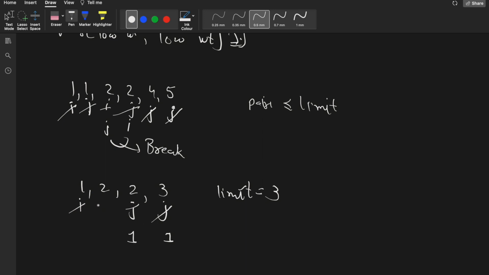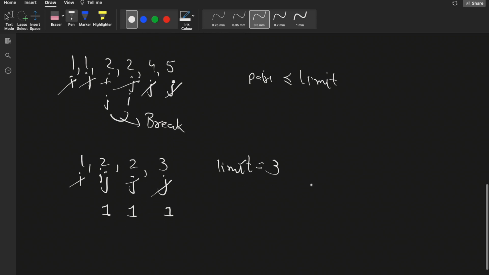In that case move i to here, j to here. Now in this case, if i and j are both the same, then you will definitely need one boat, right? Because let's say your code does weight of i plus weight of j, and if this is greater than limit, then also you will be handling this part.